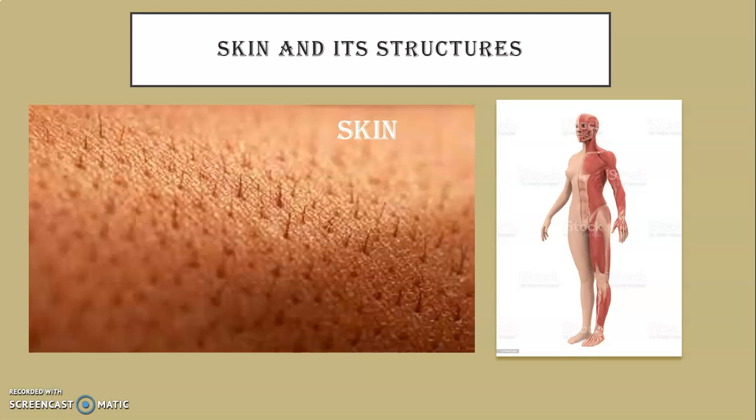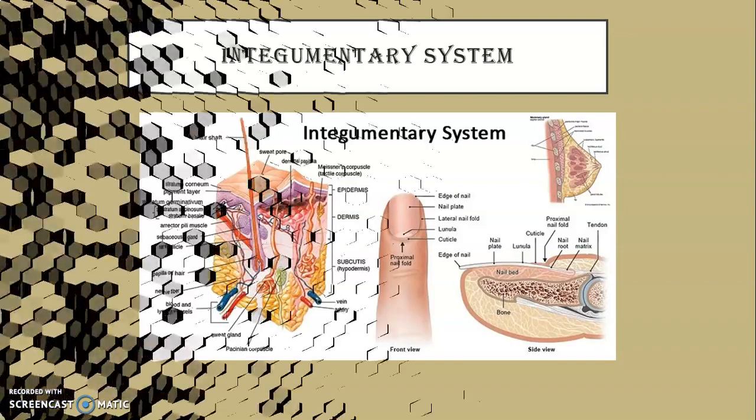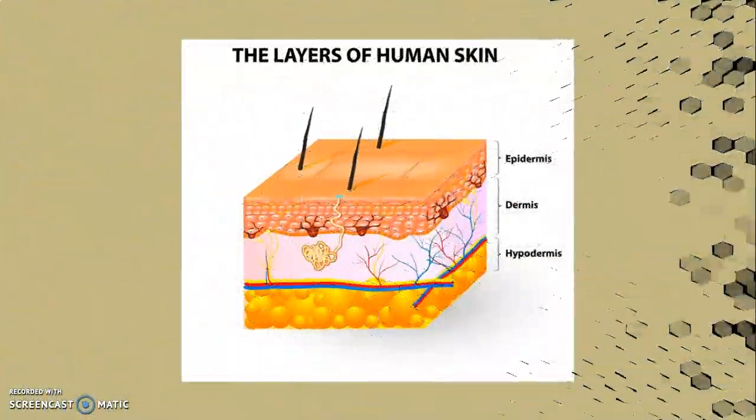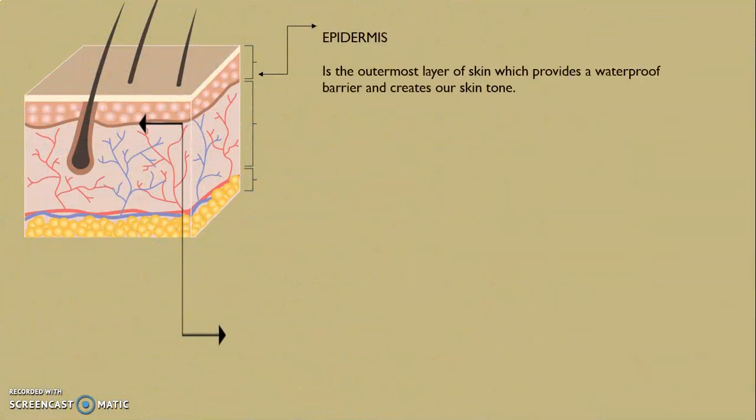The skin is continuous with the mucous membrane lining the body surface. The integumentary system is formed by the skin and its structure. The skin has basically three layers: the epidermis, dermis, and hypodermis. The epidermis is the outermost layer of the skin, which provides a waterproof barrier and creates our skin tone.